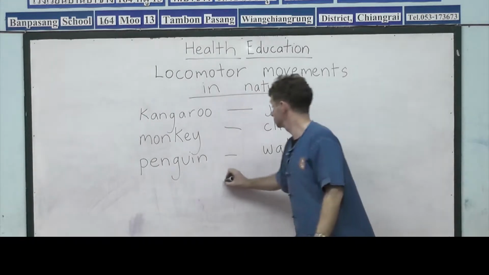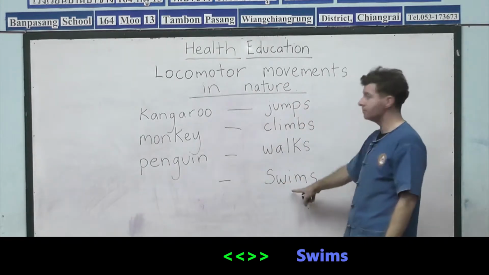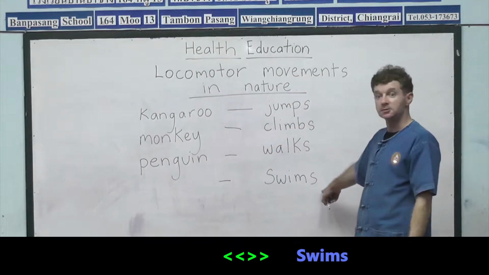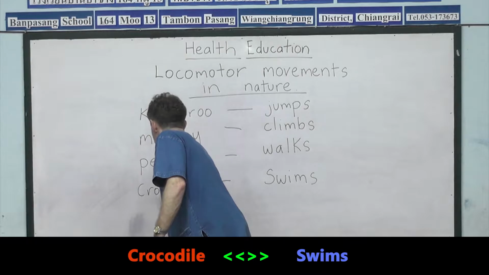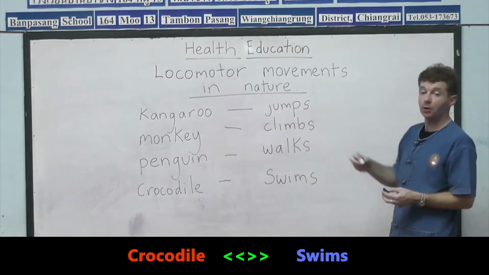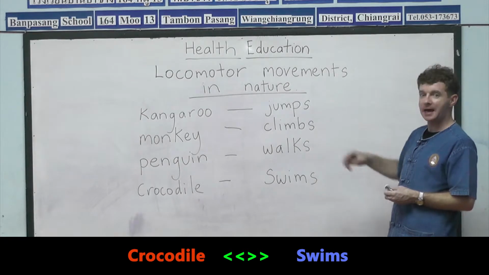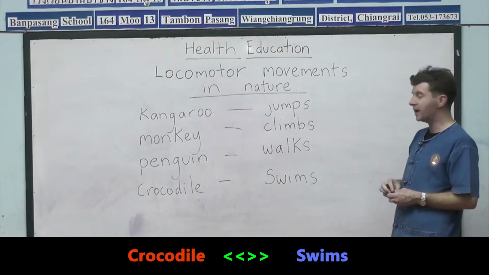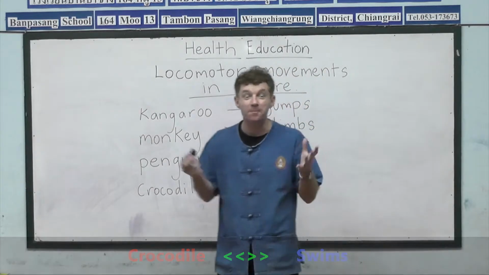You gave me a good movement animals do. Swims. We have the movement. Crocodile. Crocodile swims. How do we spell crocodile? C-R-O-C-O-D-I-L-E. Kangaroo jumps. Monkey climbs. Penguin walks. Crocodile swims. But nobody's given me the best movement.